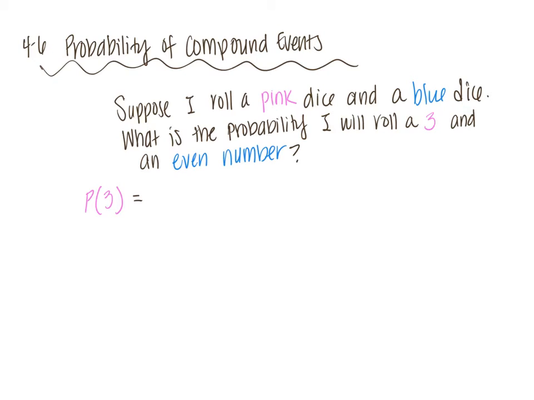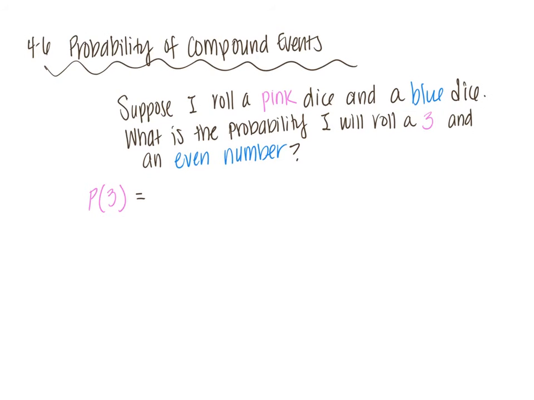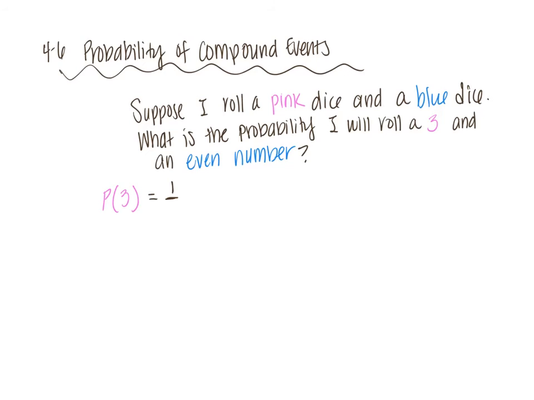So if I want to roll a 3, how many 3s are on a dice? There's only 1 3. And how many numbers total could I roll on a dice? 6. Okay, so I have a 1 in 6 shot of rolling a pink 3. But I also need to figure out what's the probability of rolling any even number on my blue dice. And when I think about this, how many even numbers do I have? Well, I've got 2, 4, and 6. So there are 3 options that I could roll out of a total of 6 options on my dice.